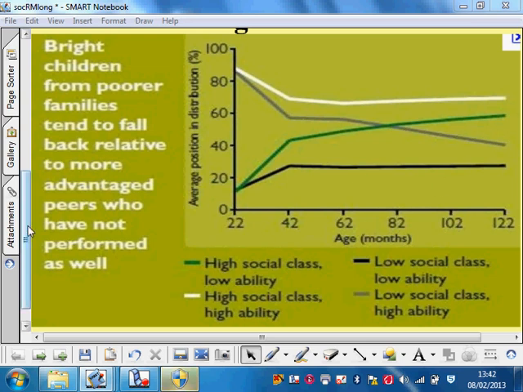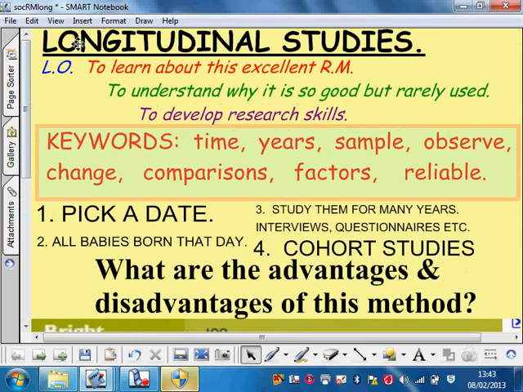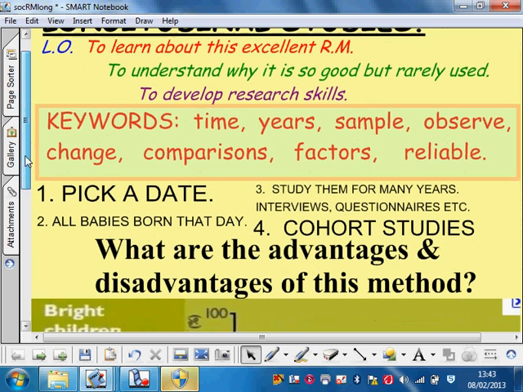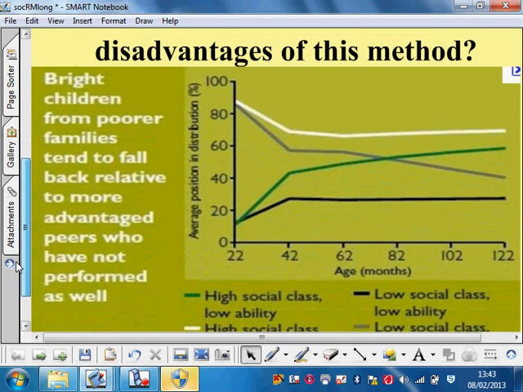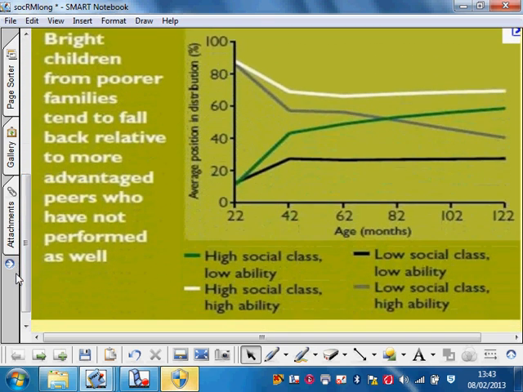And you get this data through doing a longitudinal study. And because you've studied thousands of people picked at random, it's very hard for anyone to argue with this data. It's correct. You've done the work.